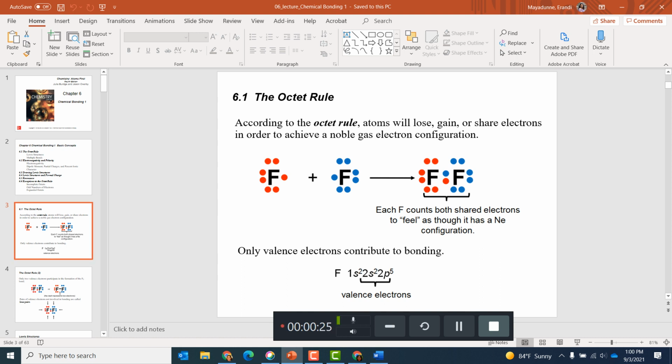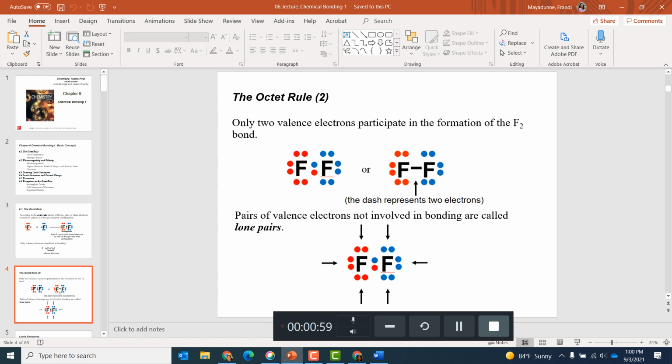The octet rule says atoms always lose electrons, share electrons, or gain electrons to gain the noble gas configuration, because the noble gas configuration has fully filled orbitals and is stable. Here I have shown you fluorine. Fluorine has 7 electrons. By sharing 1 electron each, each fluorine atom in the molecule gains 8 electrons. So that is the fluorine molecule.